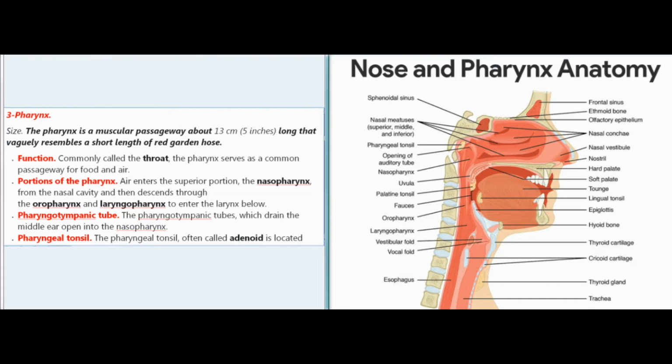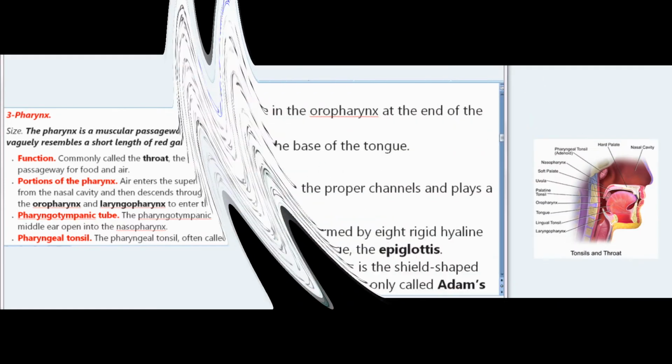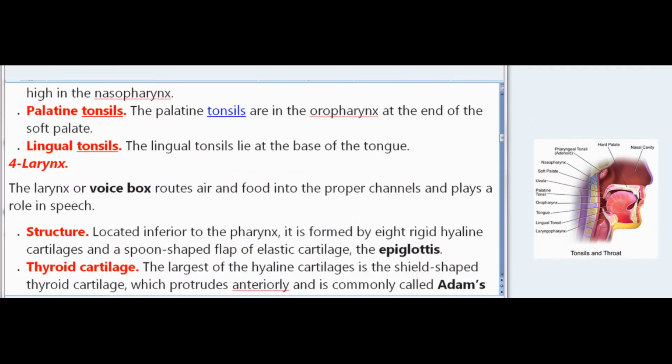Pharyngotympanic tube. The pharyngotympanic tubes, which drain the middle ear, open into the nasopharynx. Pharyngeal tonsil. The pharyngeal tonsil, often called adenoid, is located high in the nasopharynx. Palatine tonsils. The palatine tonsils are in the oropharynx at the end of the soft palate. Lingual tonsils. The lingual tonsils lie at the base of the tongue.